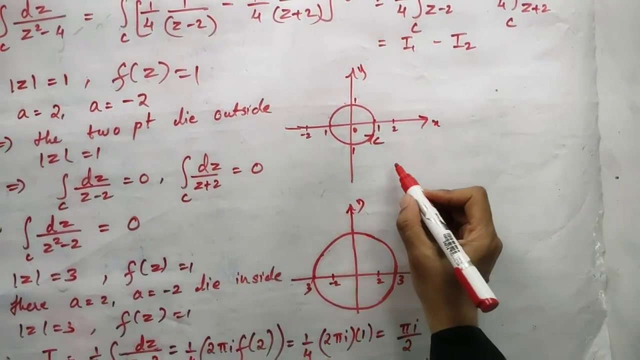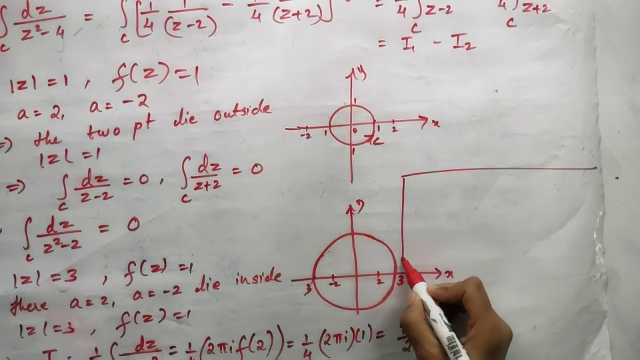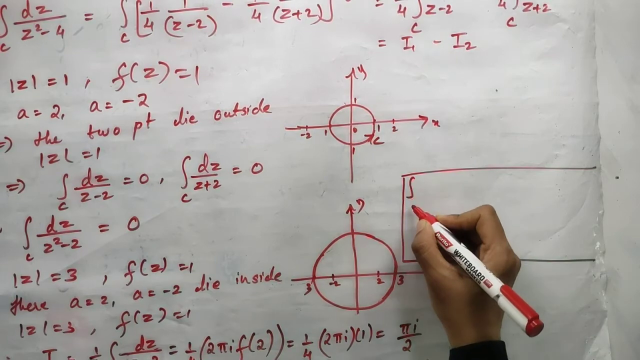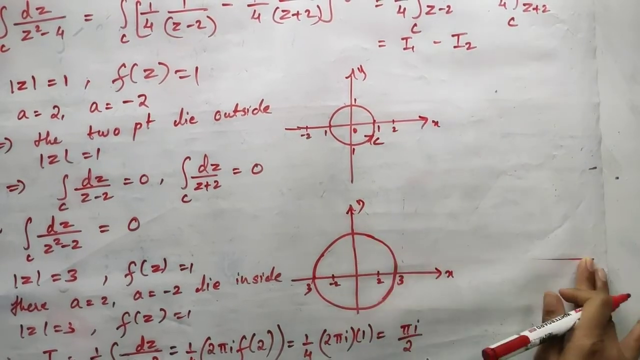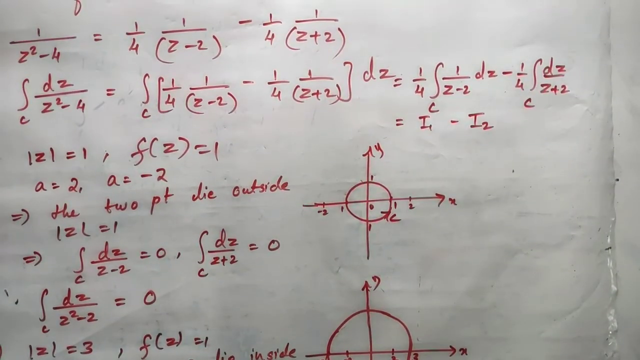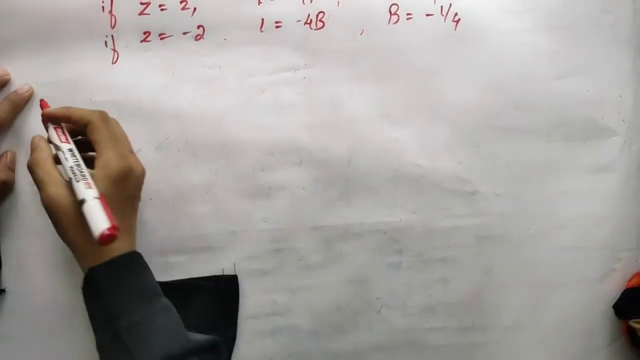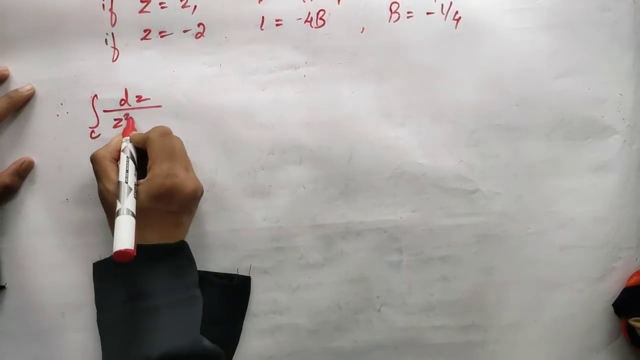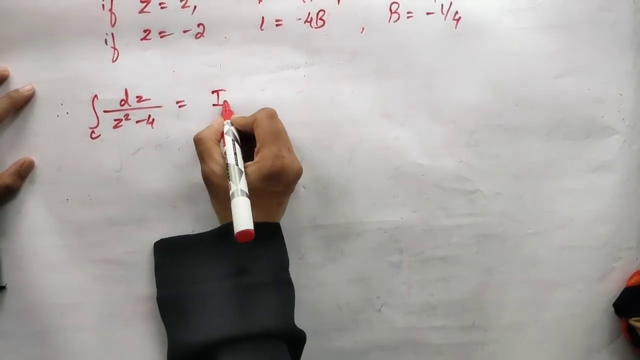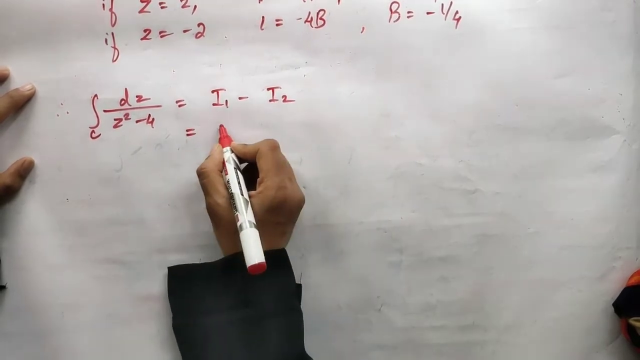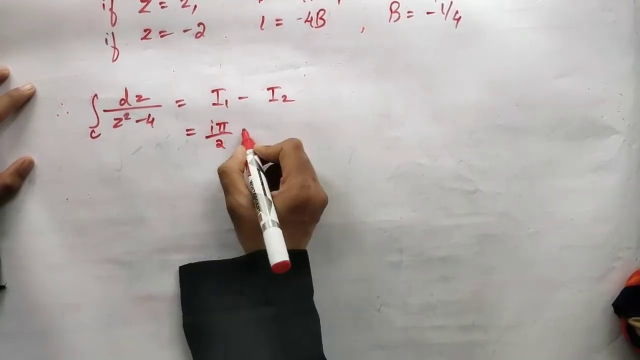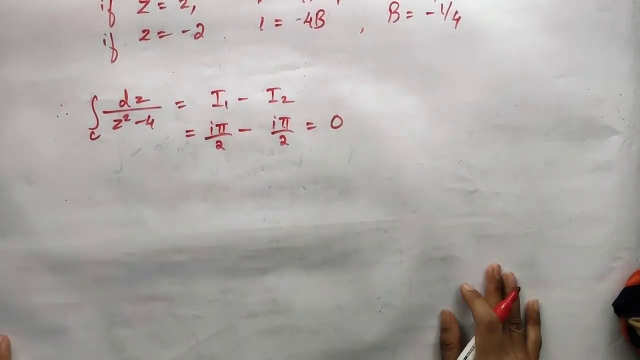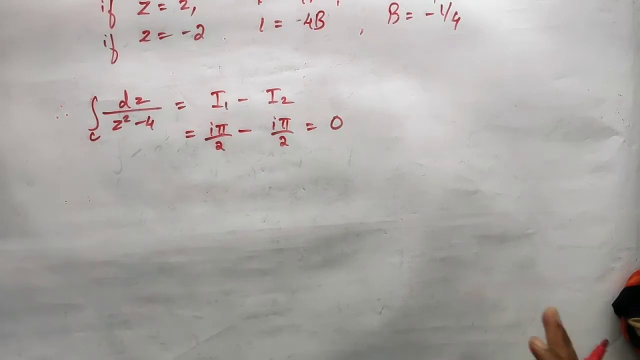I shall solve the rest of this problem here. Wait a minute, let me clear it for you. So we got integration of the curve C dz divided by z square minus 4 is equal to I1 minus I2. I1 we got pi I by 2 minus pi I by 2, which is 0, hence the complete solution.